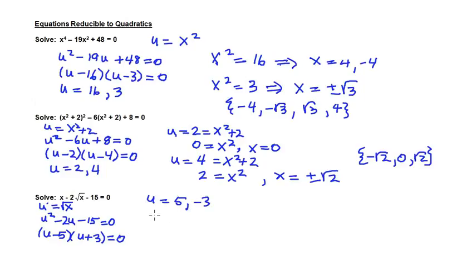As before, we'll go back and set our expression with x equal to u. So we get square root of x is equal to a positive 5, and solving for x, then we get that x is equal to 5 squared, which is equal to 25. For our second solution, we let square root of x equal to negative 3, and squaring both sides, we then get that x is equal to 9.